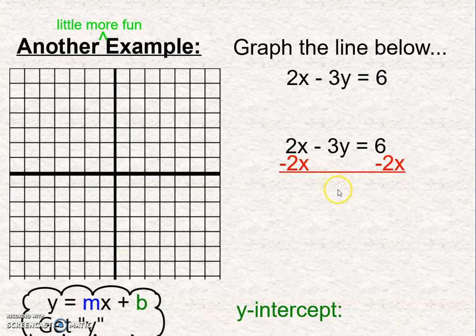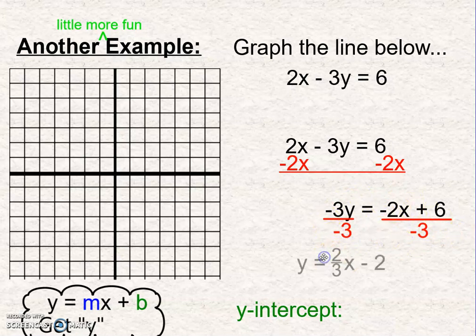And that gives me on the left side here a negative 3y, and on the right a negative 2x plus 6. Again, I'm trying to get the y by itself. So how do I get rid of this negative 3? Well, I divide both sides by negative 3. And when I clean this up, I get y equals positive 2/3, negative divided by negative, x minus 2, a positive 6 divided by negative 3.